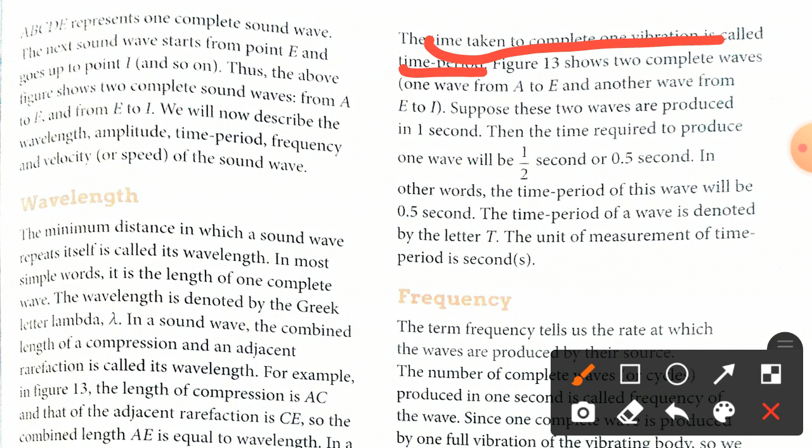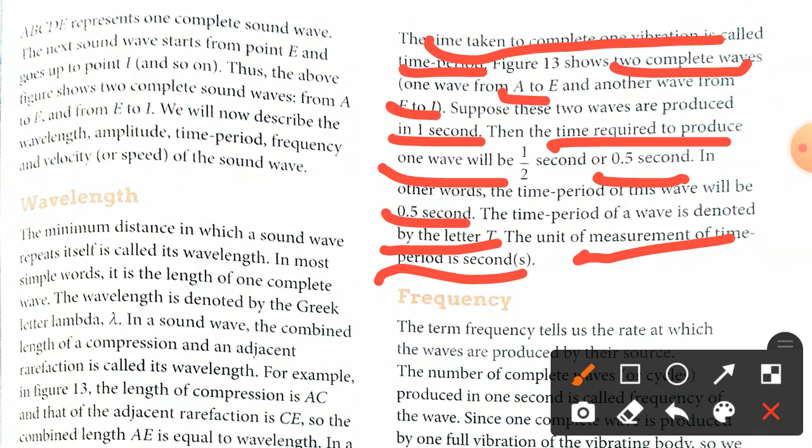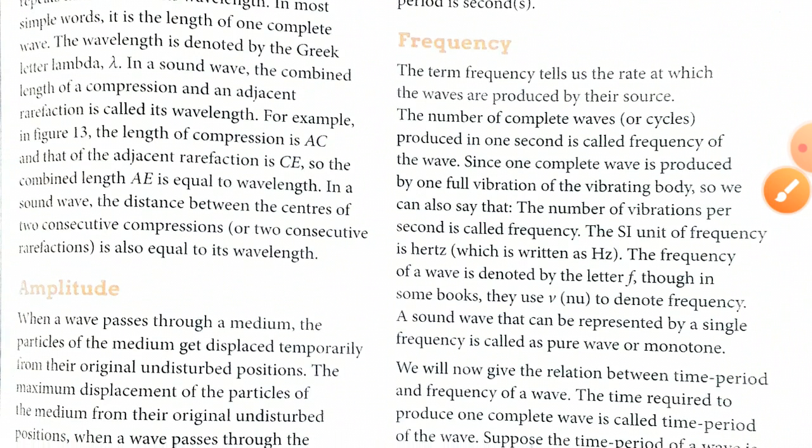The above figure shows two complete waves, one wave from A to E and the other wave from E to I. Suppose these two waves are produced in 1 second, then the time required to produce one wave will be how much? Half second or 0.5 second. So in other words, the time period of this wave will be 0.5 seconds. The time period of a wave is denoted by letter capital T. The unit of measurement of time period is how much? Seconds. Fine.